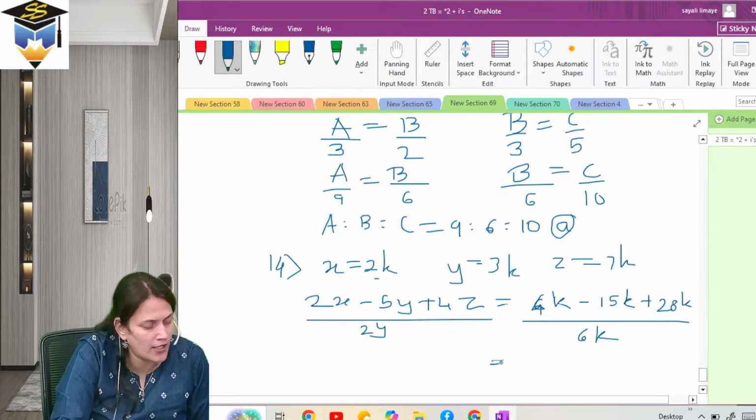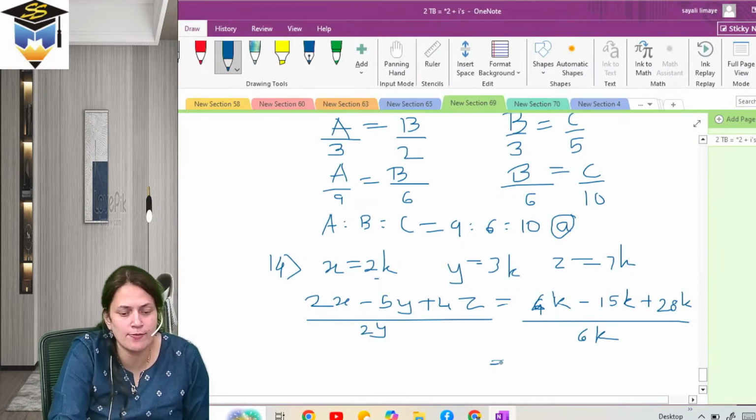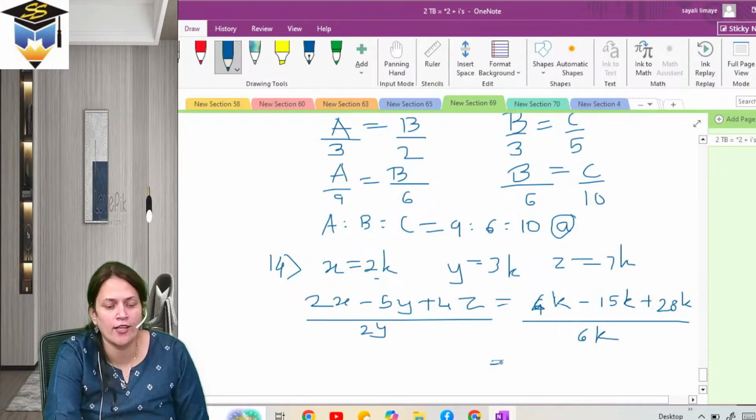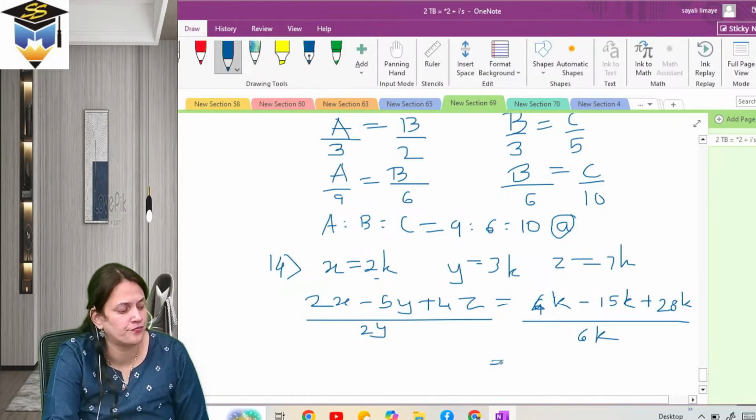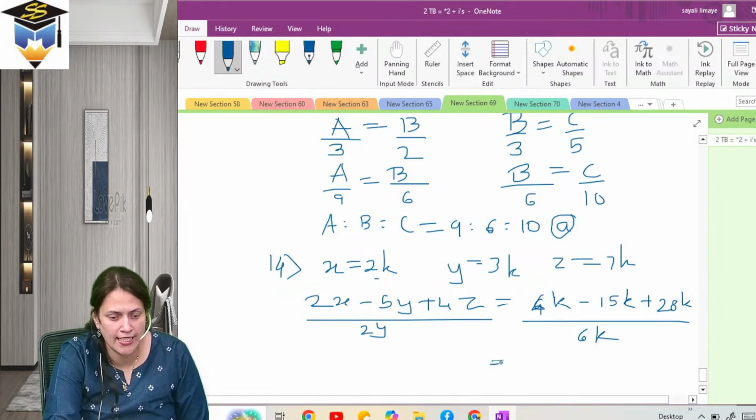For the second ratio, I have also taken alternando. So y by 4 is z by 3. I am going to multiply both sides by 1 by 3. So y by 12 is going to be z by 9. So if you check, the value of y is the same. They are in continued proportion. So x is to y is to z will be 8 is to 12 is to 9. 8 is to 12 is to 9, that is option D.